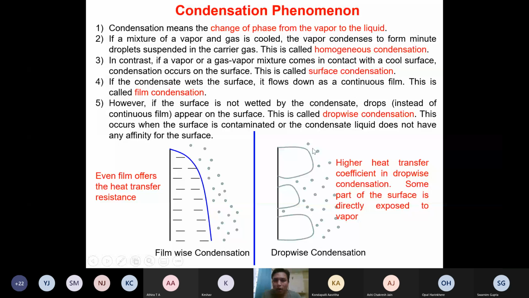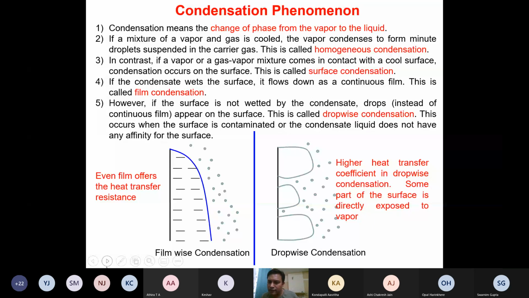What is important to note down here is that film wise condensation is the more commonly occurring phenomenon. Drop wise condensation is not that common, but if you look at the heat transfer coefficient, in drop wise condensation it is much higher than in film wise condensation. This one everyone has to remember: the heat transfer coefficient in drop wise condensation is much higher compared to film wise condensation.